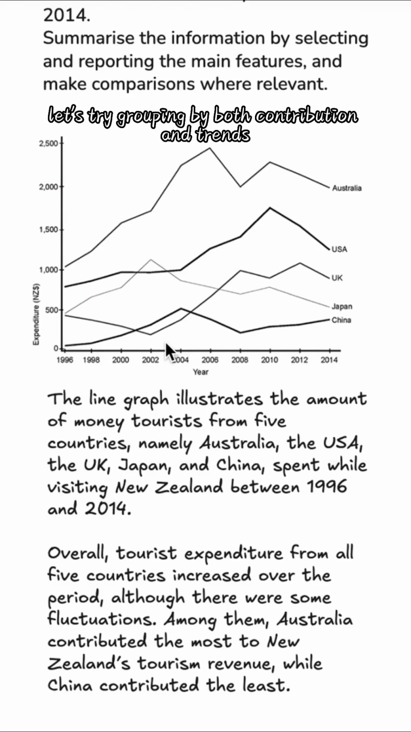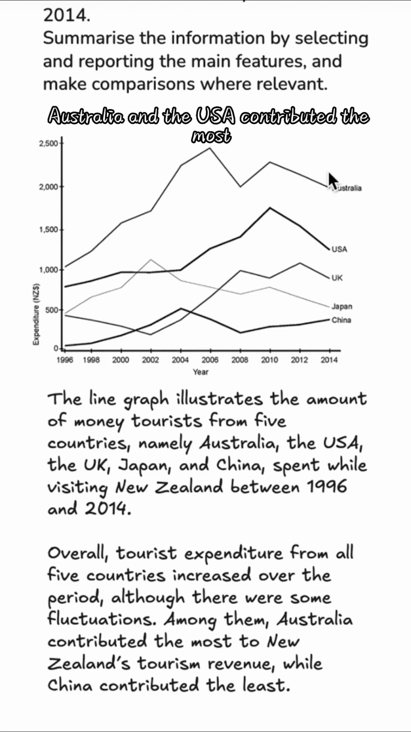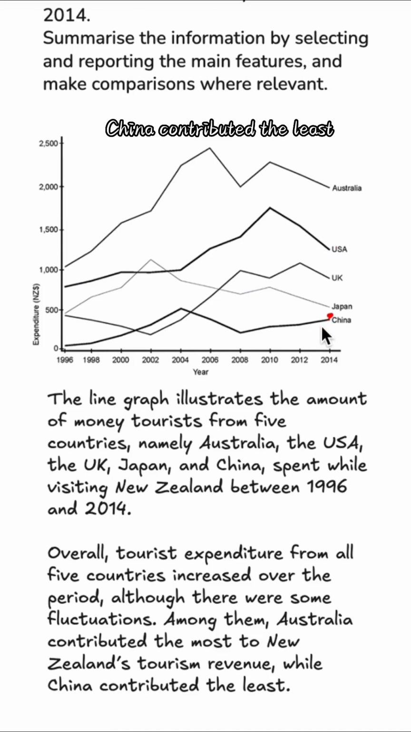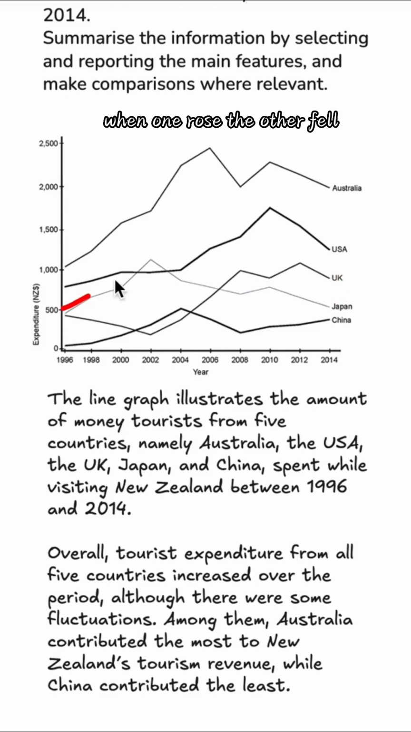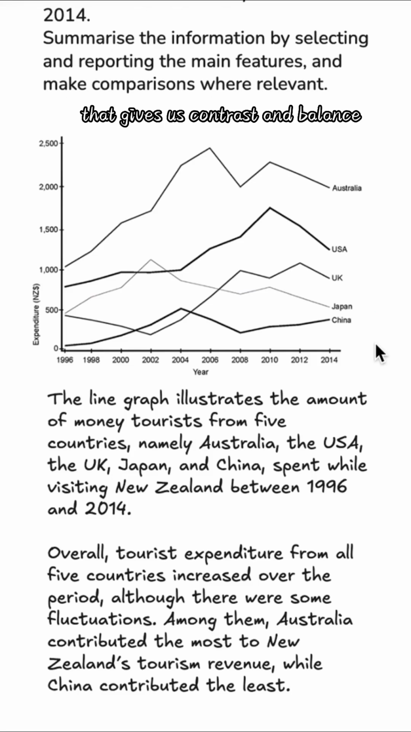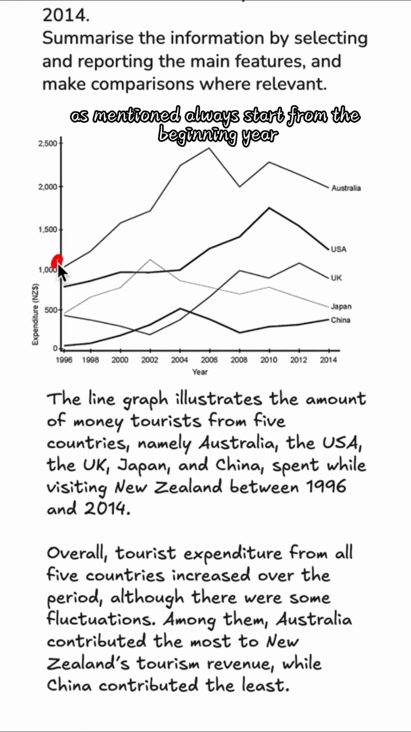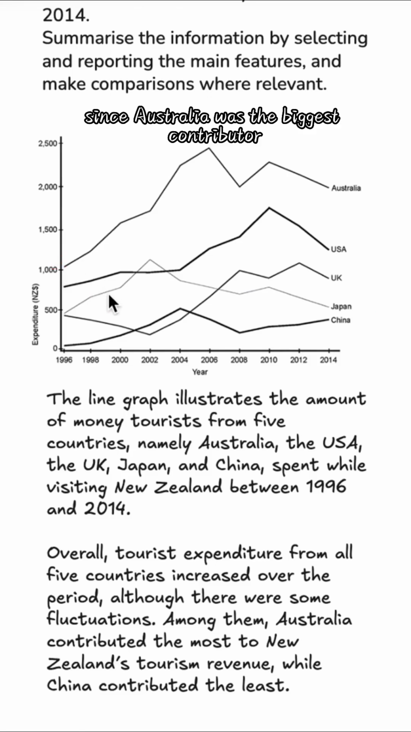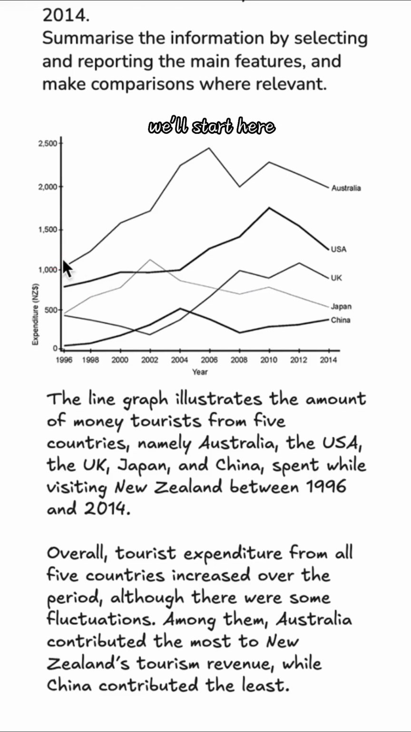Let's try grouping by both contribution and trends. Australia and the USA contributed the most. China contributed the least. Meanwhile, Japan and the UK show opposite patterns. When one rose, the other fell. So we can group Australia, the USA, and China together, and UK and Japan together. That gives us contrast and balance. As mentioned, always start from the beginning year. Since Australia was the biggest contributor, we'll start here.